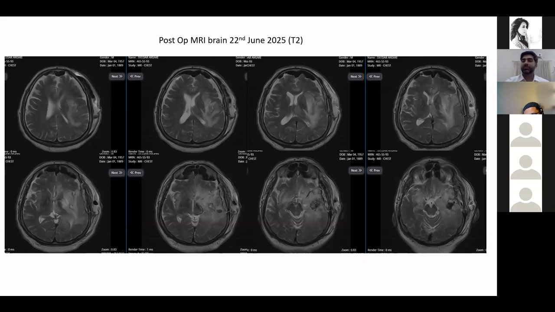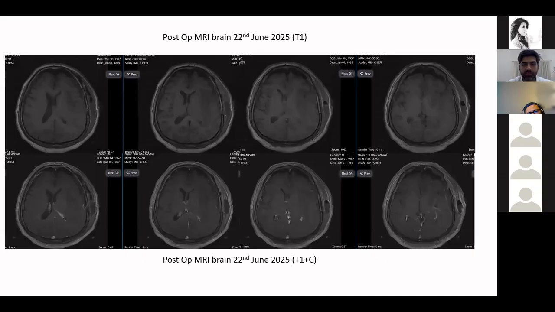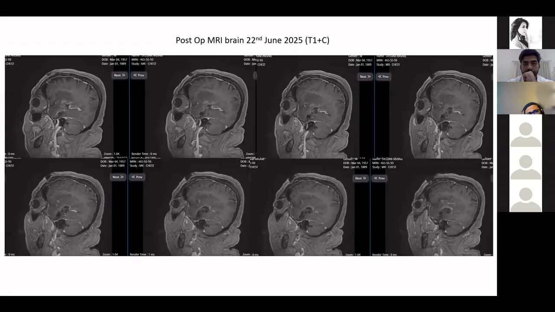So as was discussed, the surgery was done on 21st of June and this is a post-op scan in the first 24 hours. I can appreciate post-surgical changes in the scalp and soft tissues, and the craniotomy flap. I will focus on the post-contrast images because they give a better picture. If you go to the next post-op images, the sagittal images give a better picture. We can appreciate that most of the enhancing lesion is resected.